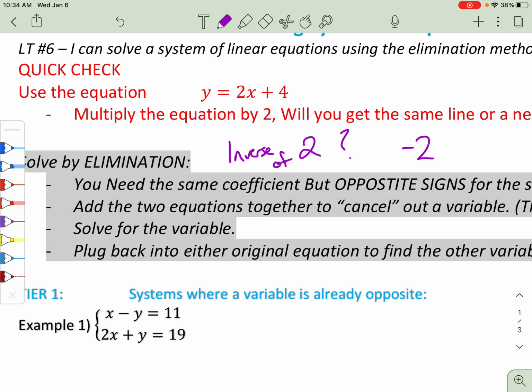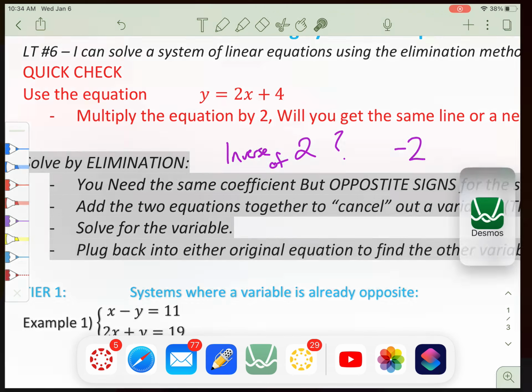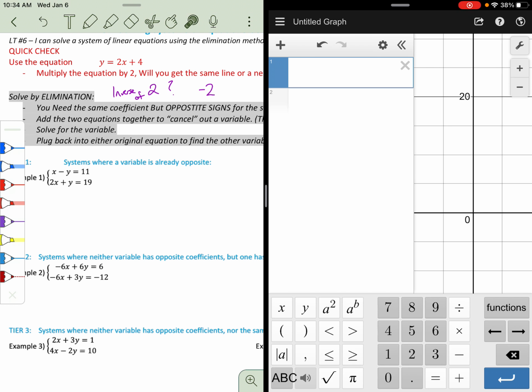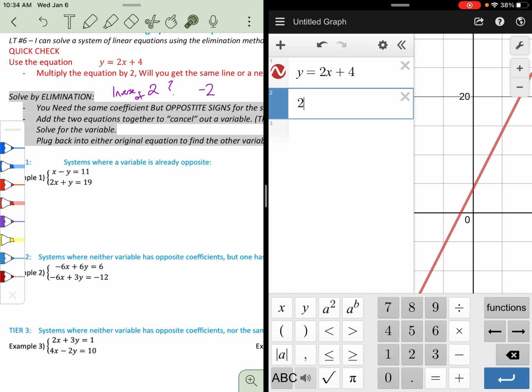One thing to remember is that when you multiply an equation by a number, you will get the same line, okay? So what I mean by that is, let's say I have y equals 2x plus 4. Okay, you can see that line right now. Now, if I multiply all three of those terms by 2, so y equals 4x plus 8, you can see that no matter which line I pick, they are the exact same line because I multiplied every single term by the same number. So it doesn't actually change the line, it's just rewriting it, all right?